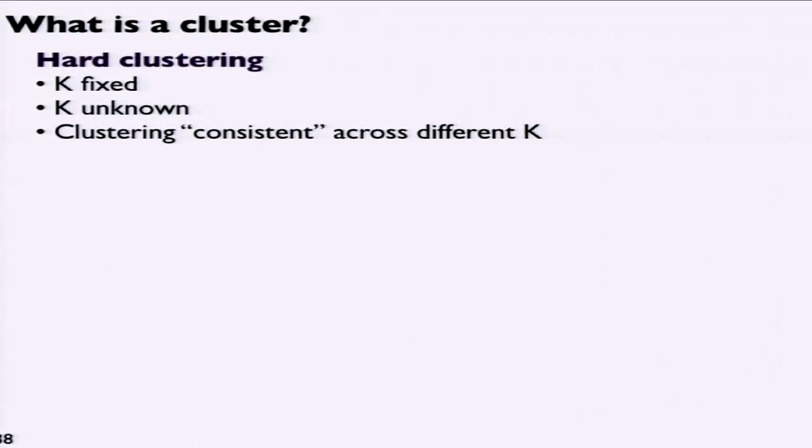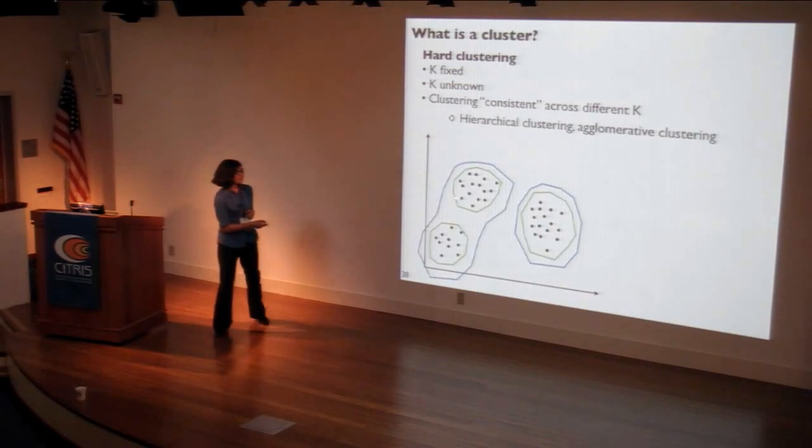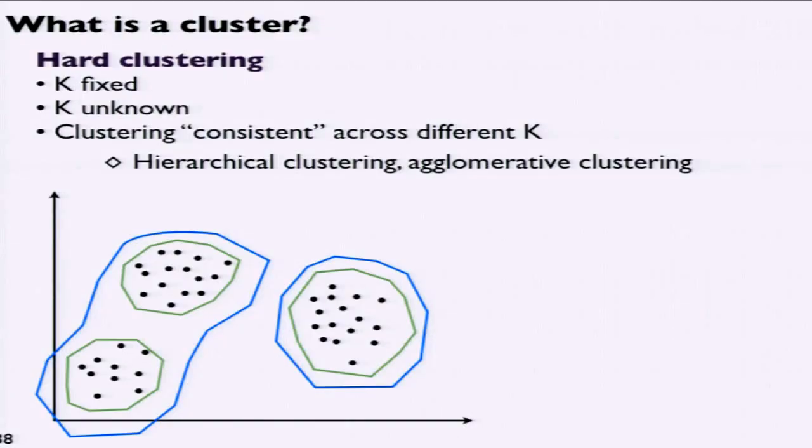Okay, so we have k fixed, k unknown. What if you're not so interested in k as much as you really need your clusters to be consistent across different numbers of clusters? So for instance, imagine this graph. These two data points, when I go from 3 clusters in green, I want them to still be clustered when I go to 2 clusters in blue. If this consistency is really important to you, do not use k-means.